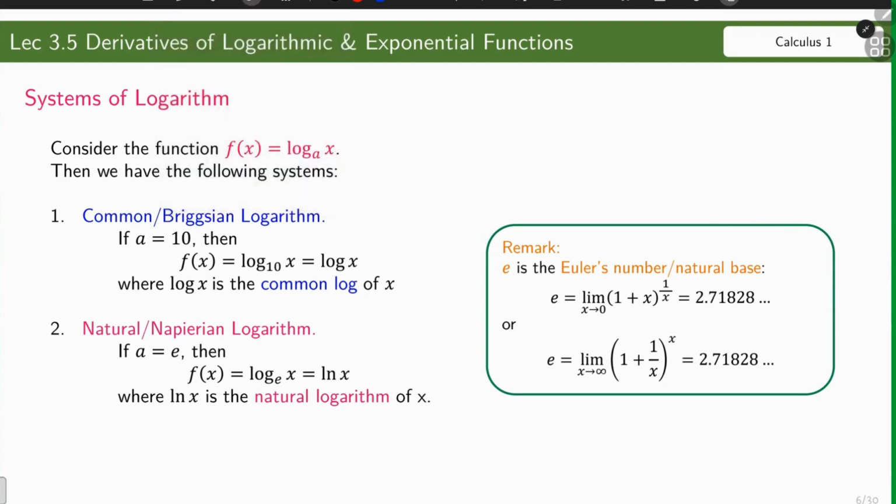Next, we have the natural or the Naperian logarithm. Here we introduce the e, the Euler's number or the natural base. When a is equal to e, then we have the logarithm of x to the base e, or symbolically, this is written as ln. You will see that on your calculator, and we call that the natural logarithm of x, or ln.